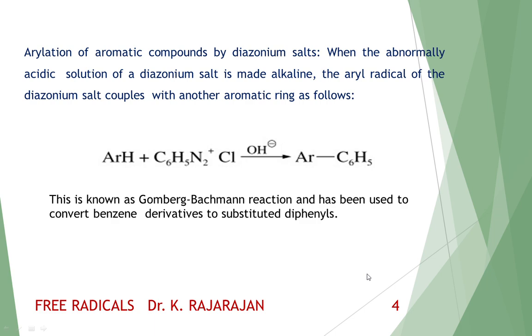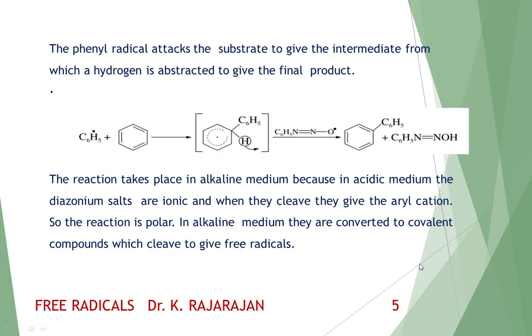Arylation of aromatic compounds by diazonium salts. When the normally acidic solution of diazonium salt is made alkaline, the aryl radical of the diazonium salt couples with another aromatic ring as follows. This is known as the Gomberg-Bachmann reaction and has been used to convert benzene derivatives to substituted diphenyls.